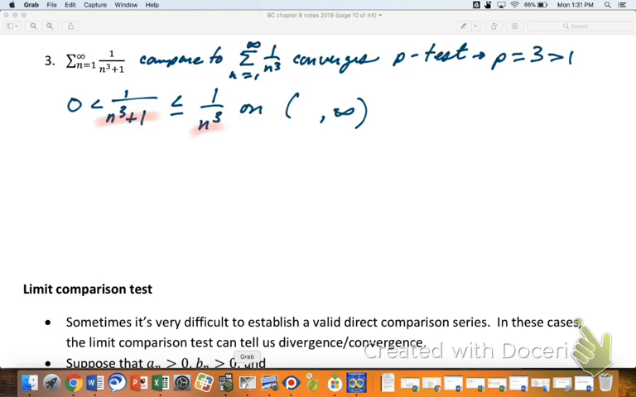Does it start at 1? Nope. Just kidding. Wait, so, no, yeah. I think it does, because if you plug in a 1, it works. Then it would be 1 over 1 cubed plus 1, which is 1/2, which is less than 1 over 1 cubed, which is 1. Sure. So I think this works. Did you see it on the graph too? Okay. So we can say, therefore, the original series also converges. Converges by comparison.